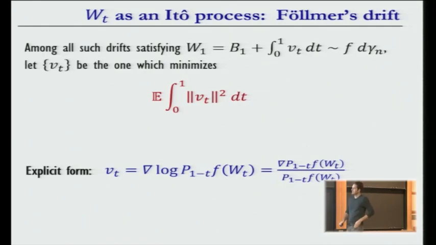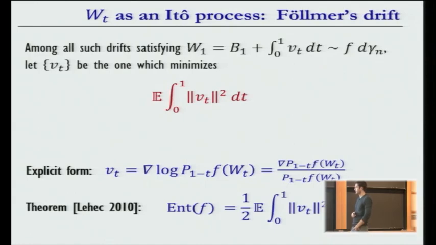So this is really multiplicative weights, and so this formula is not so surprising, but this is a beautiful result of Joseph Lehec, that actually this minimum energy exactly gives you the relative entropy of f with respect to the Gaussian measure.